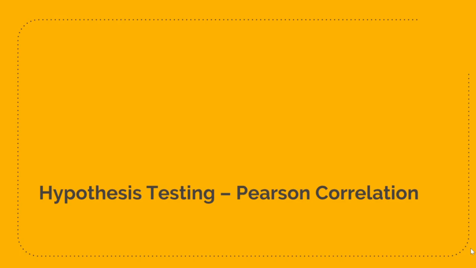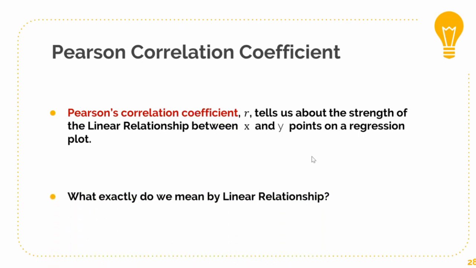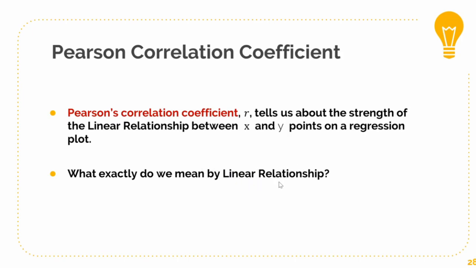And what is Pearson correlation, or do you remember what correlation even is? So Pearson's correlation coefficient, R, tells us about the strength of the linear relationship between x and y points on a regression plot. Now that might seem very vague and a bit mathematical to you. However, it's actually quite simple. So what exactly do we mean by a linear relationship and a regression plot?